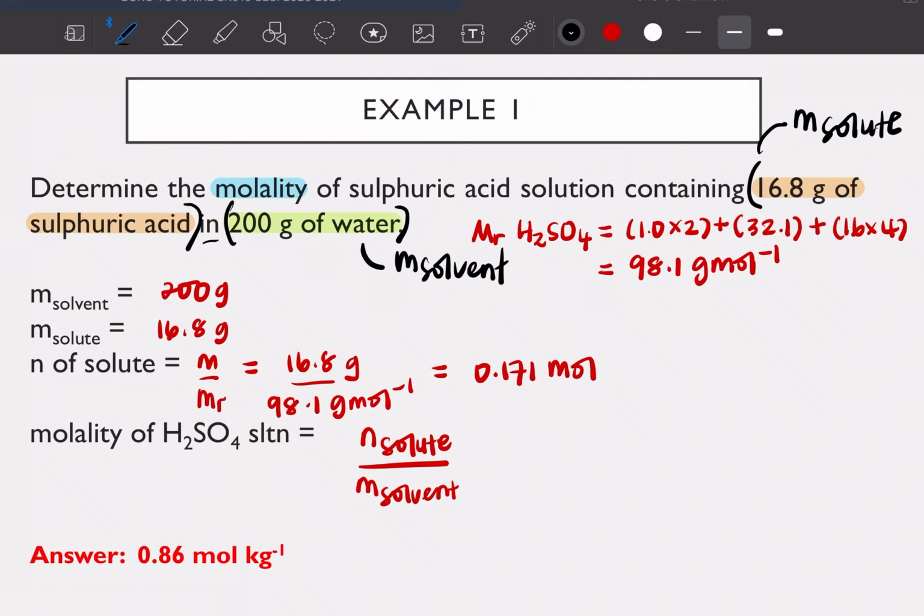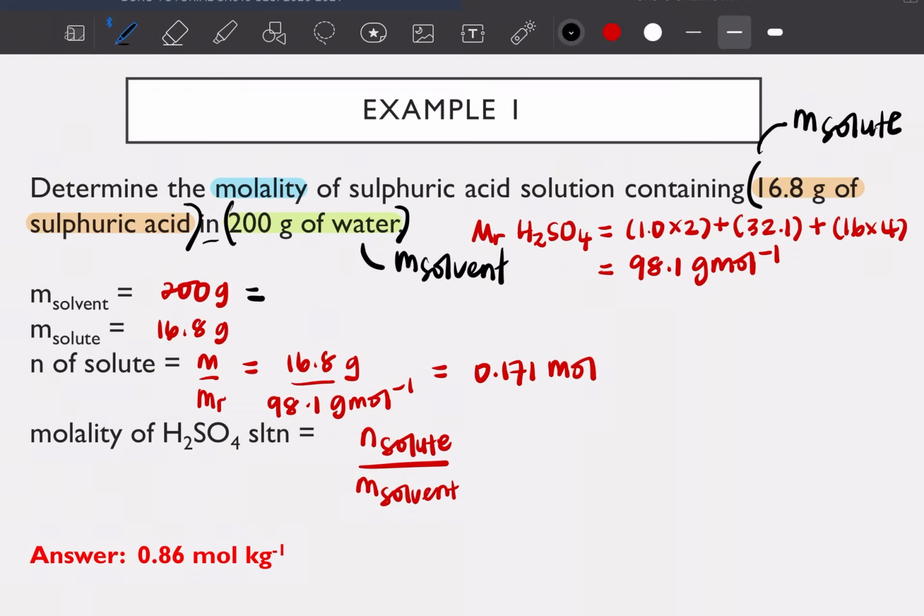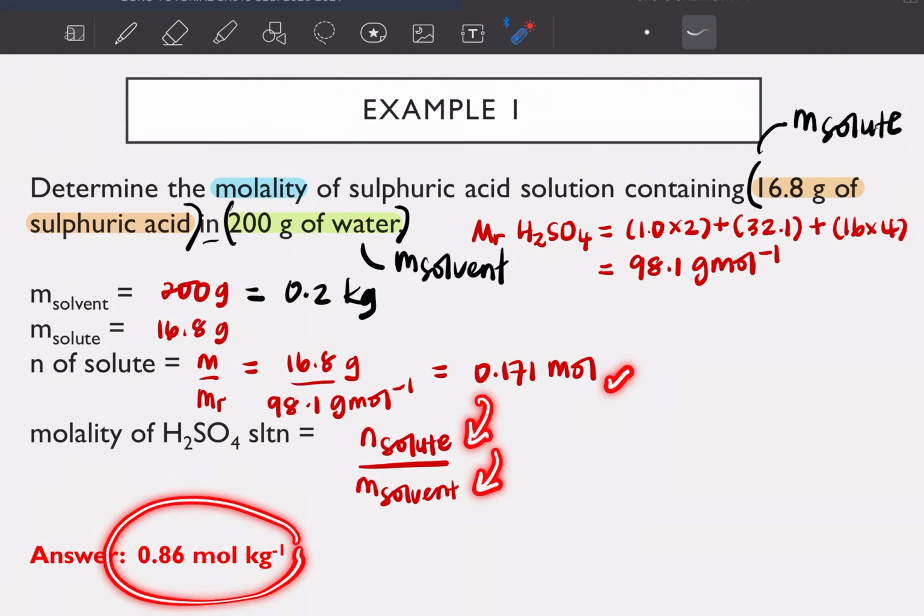Okay, now that we know that, we can go here. We know that we need to find the mole of solute and mass of solvent. The mass of solvent is given, but it is in grams, so you have to change it into kilograms. It will be 0.2 kg. Okay, and to find the mole of solute, you just use the formula mass over molar mass, and you can get mole. And then insert your values, and you will get your answer.